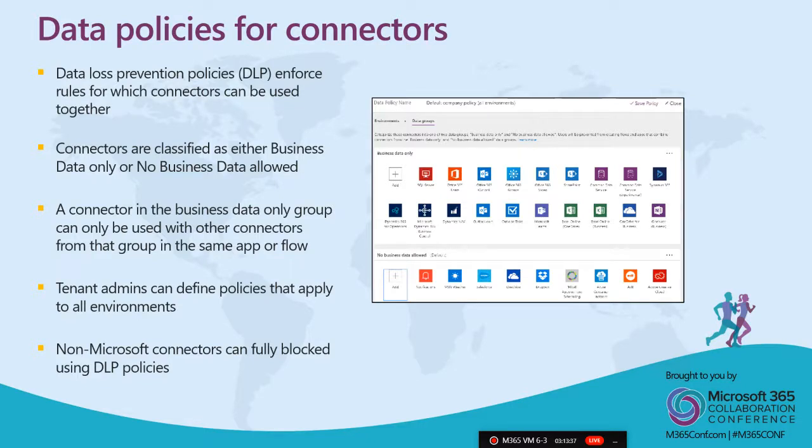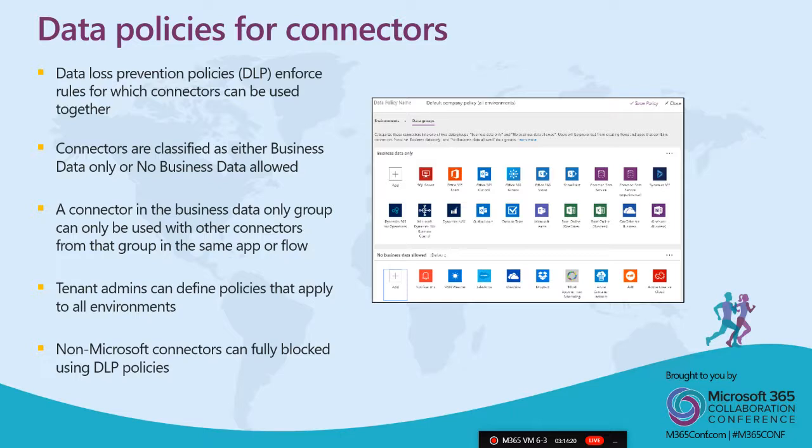The other type of security that you can define is data policies, which enforce rules for which connectors can be used together. There are two types of data groups: one is business data only, and another is no business data allowed. When you're creating an app, if your connectors come from the same group, then you will be able to create an application. But if your connectors come from two different groups, then your application will not work because your organization doesn't allow mixing those two connectors.